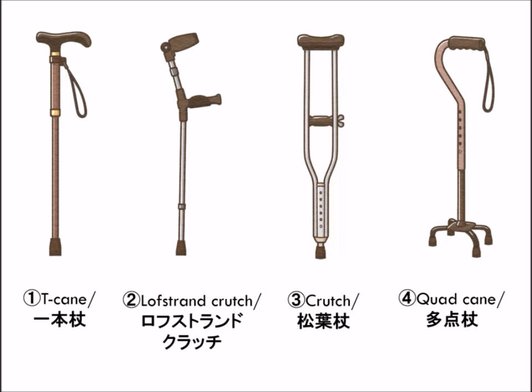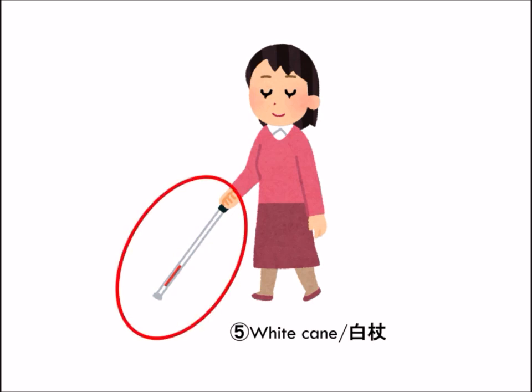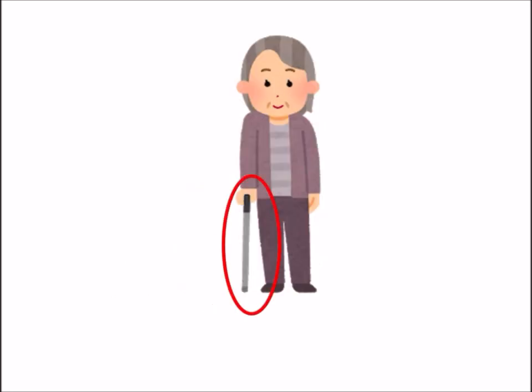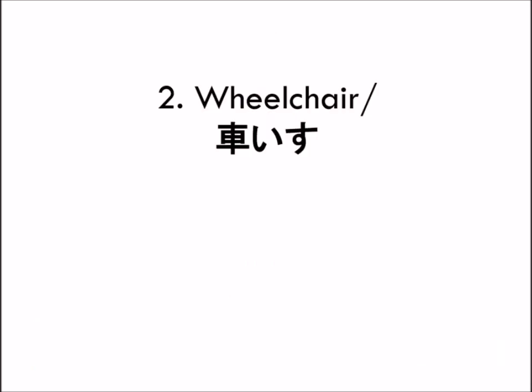Quad cane. As the supporting area is wider than that of a T-cane, it is used when the body weight can't be supported sufficiently on the affected side. A white cane. A white cane is a device used mainly by people who are blind or visually impaired. Ideal height of a cane is height divided by 2 plus 1.2 inches.